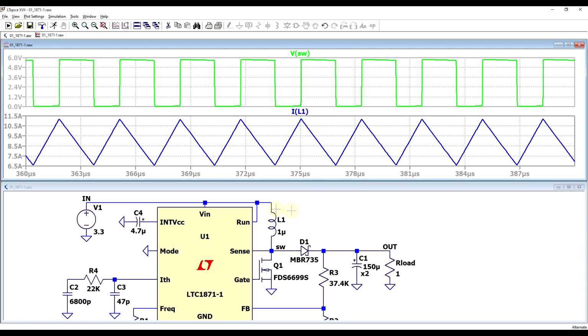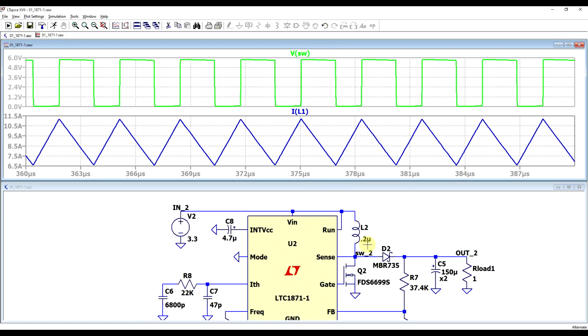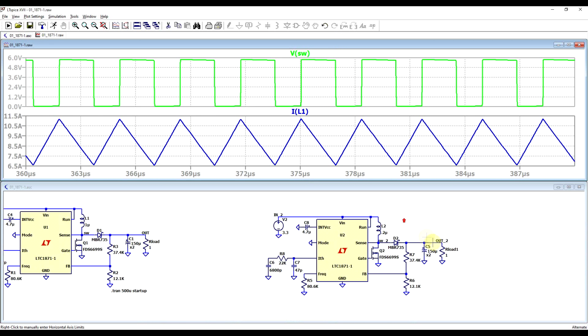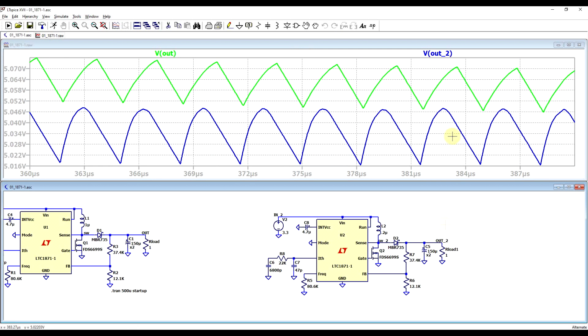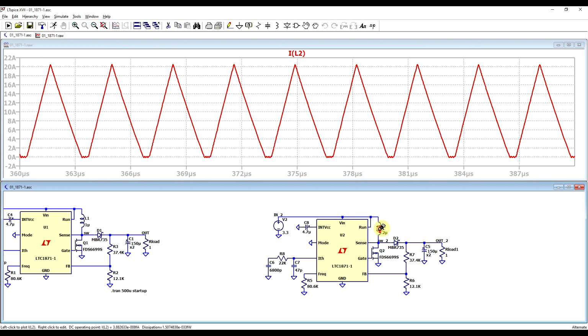So right now the standard inductor is 1 microhenry, but if we use a much smaller inductor, say 200 nanohenries, and we look at how the circuit works, first of all, we check out the output voltage in the two cases. It's more or less the same, 5.0 something, so the circuit still works. However, if we now check out the inductor current in our second circuit, we can already see a clear difference.